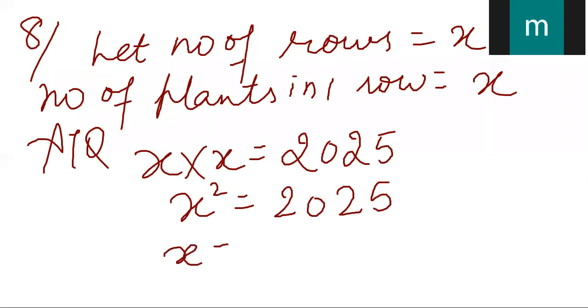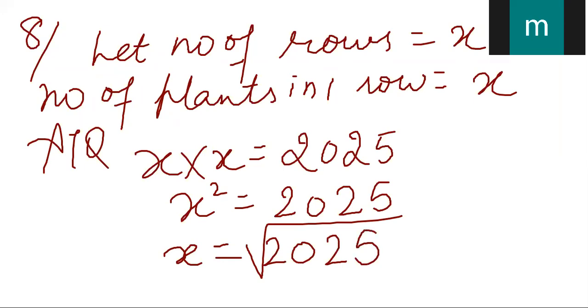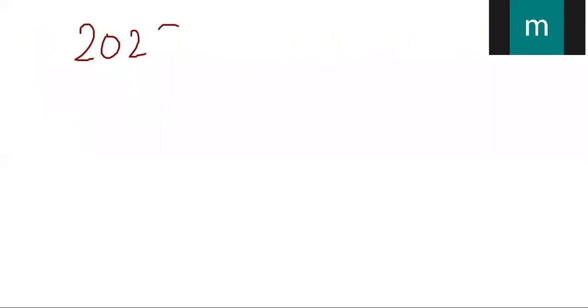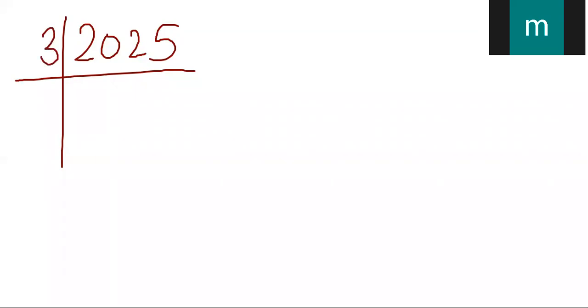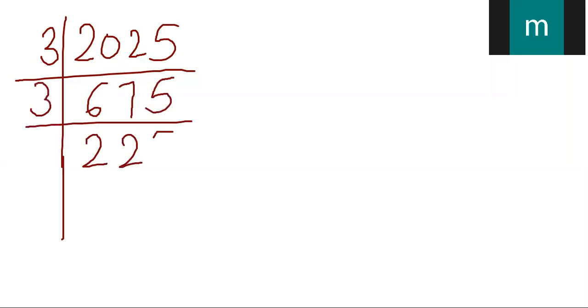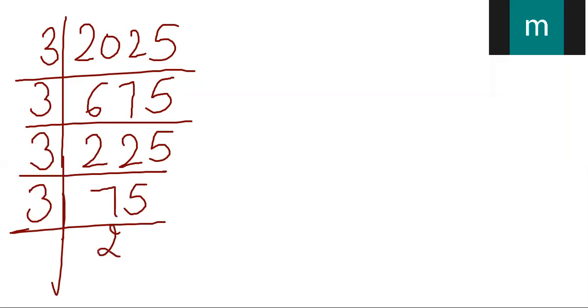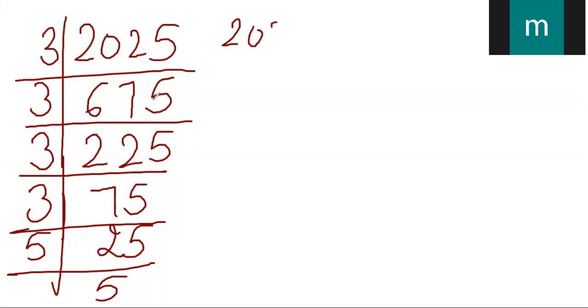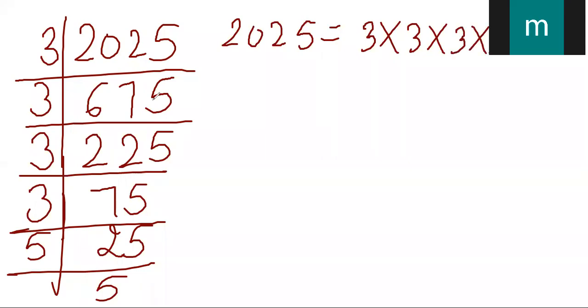Again it's same. To find out x, we have to do the square root of 2025 and we'll use here the prime factorization method. 5 to 7 or to 9, it will go on 3, 6, 7, 5. Again 3, 5. Again 3, 75. Again 3, 25. Then 5 and 5. So we can write down 2025 as 3 into 3 into 3 into 3 into 5 into 5.